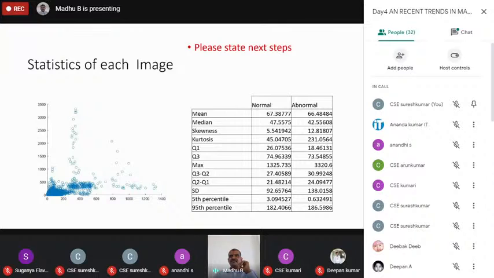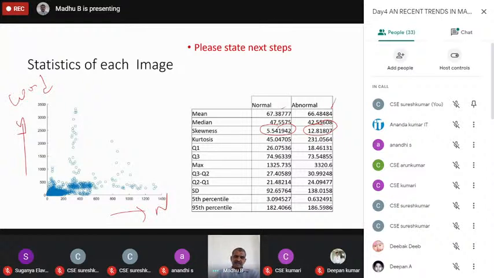I'm giving you the statistics. I'm also plotting the scatter plot. If you see the scatter plot, on the x-axis I have the normal image, and on the y-axis I have the data of the COVID. I see my mean, normal and abnormal, almost the same. Median, same. Skewness, see that, 5.54 and 12.81. That means I cannot apply any of my regular machine learning algorithms other than maybe decision tree algorithms.